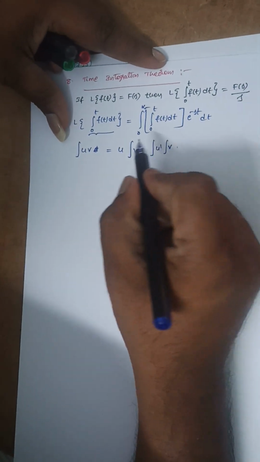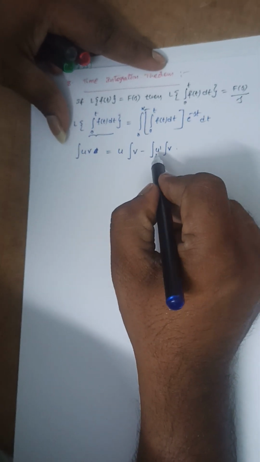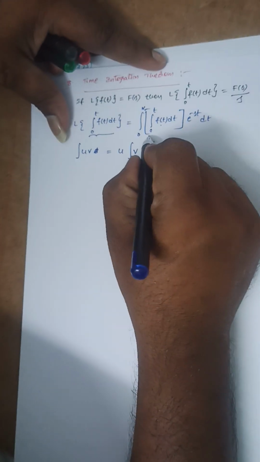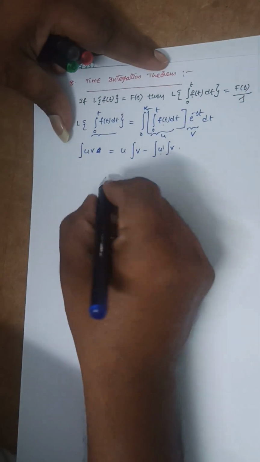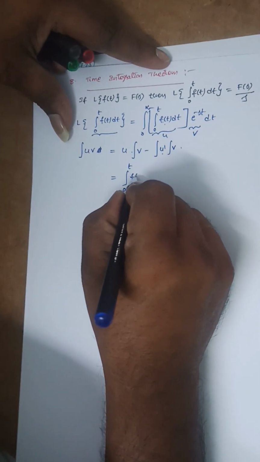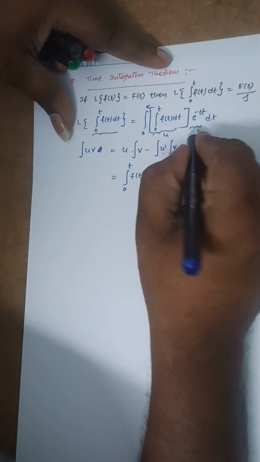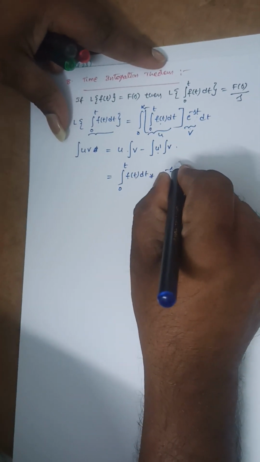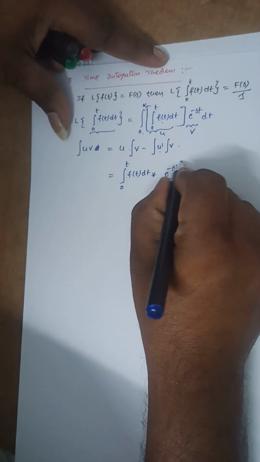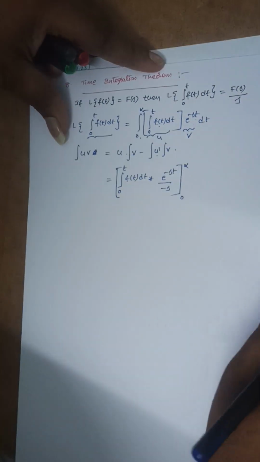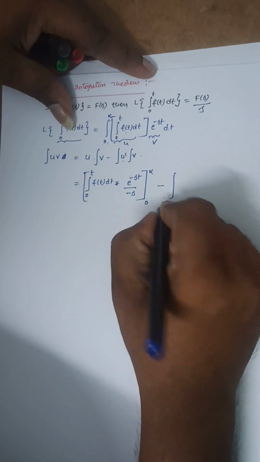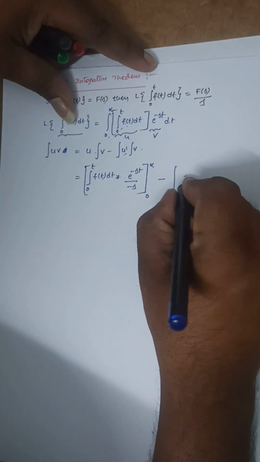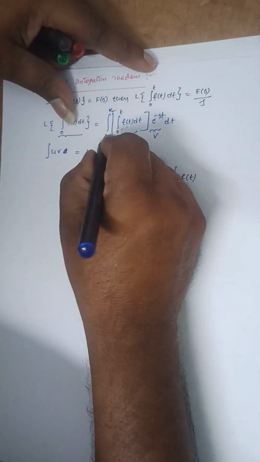So here, which one is u and which one is v? If I take this one as u, u dash will become f of t here. So I am going to take this one as u and this one as v. So u is integral 0 to t f of t dt, into integral v. If I integrate e power minus st with respect to t, it is e power minus st divided by minus s, and the limits are 0 to infinity, minus integral u dash. So I need to differentiate this one. If I differentiate this one, it will become f of t. Integration and differentiation will get cancelled.